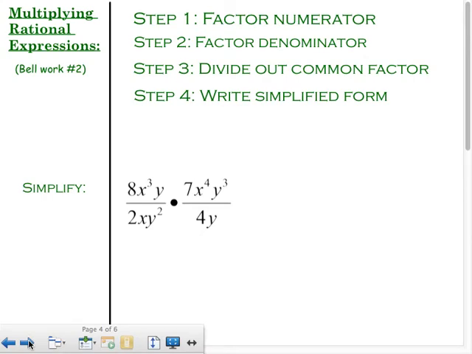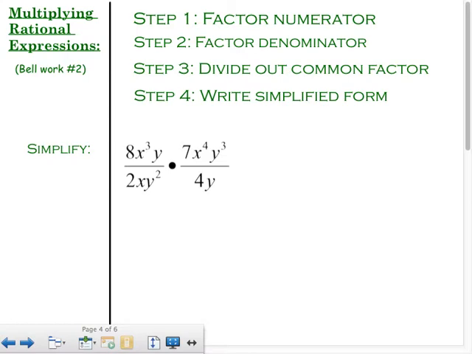Okay, so let's try multiplying rational expressions. This is like the second example from the bell work. So take a second, copy down the steps. We're going to start by factoring the numerator and the denominator if you can. Sometimes you won't be able to, and that's fine. You'll skip those 2 steps, then you'll move on to the third one and divide out any common factors that you can. Then you'll multiply and rewrite it in simplest form.